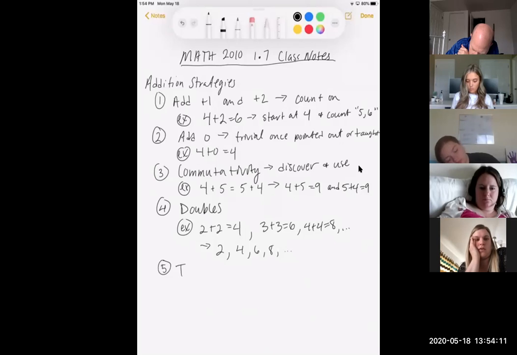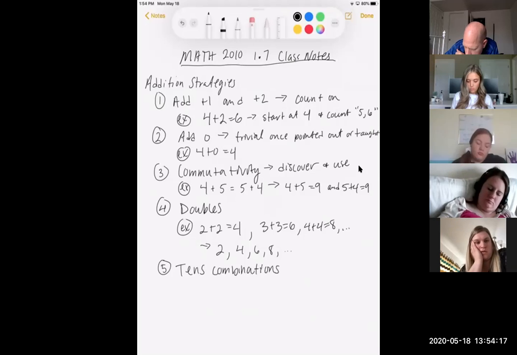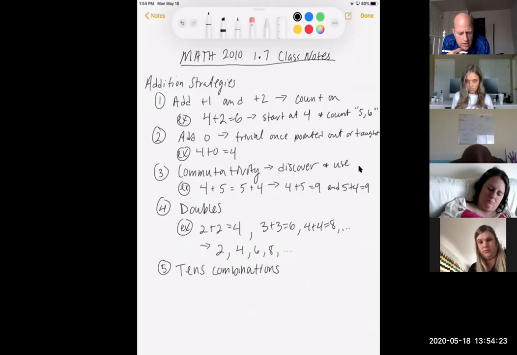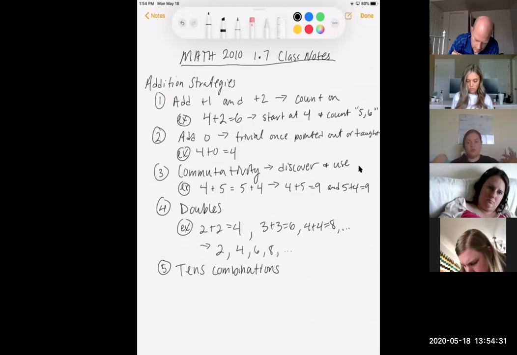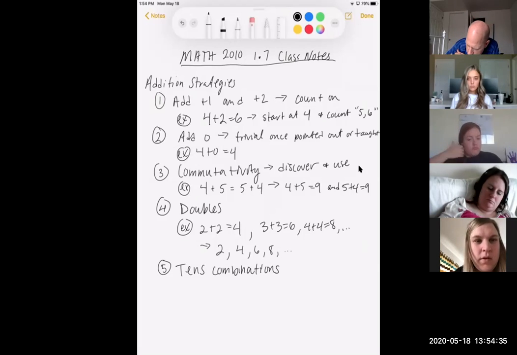Number 5 is tens combinations. These are some phrases. All these strategies are phrases that you might have heard of. You might have heard of some, but not all. But these are things that are used in the field. So if you talk about tens combinations, the other elementary teachers will know what you're talking about. So if they mention that, then you need to know what they're talking about. Tens combinations are learned through practice.